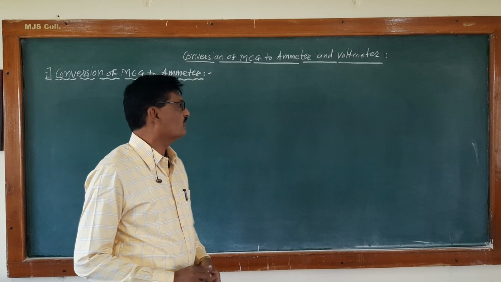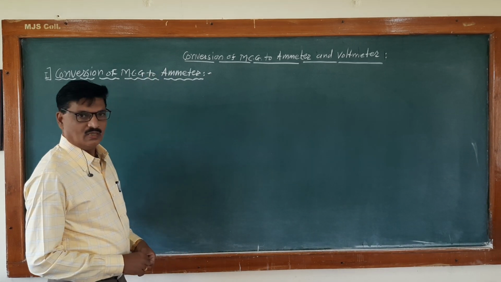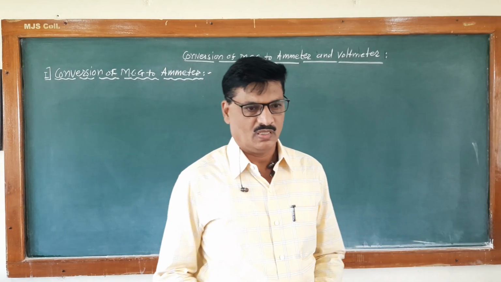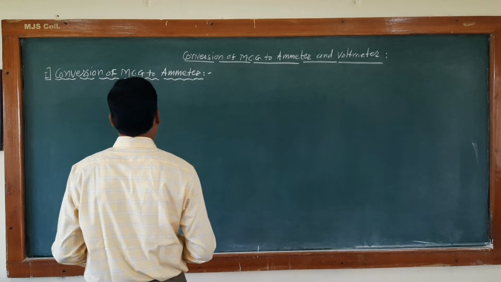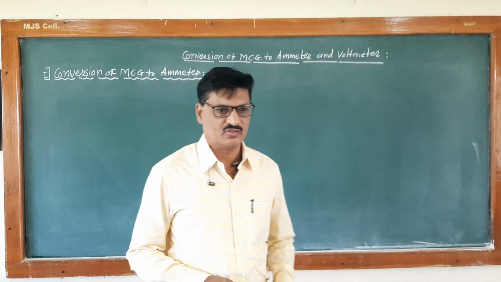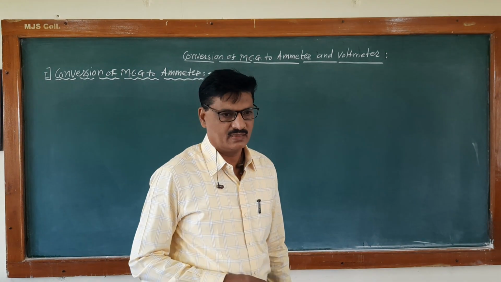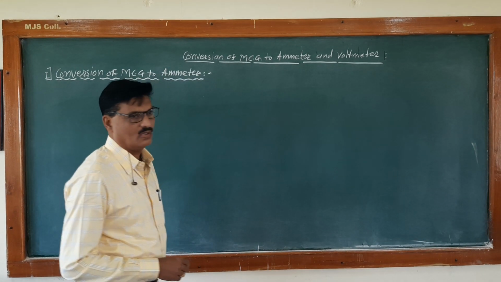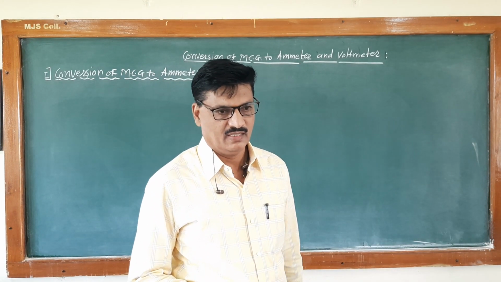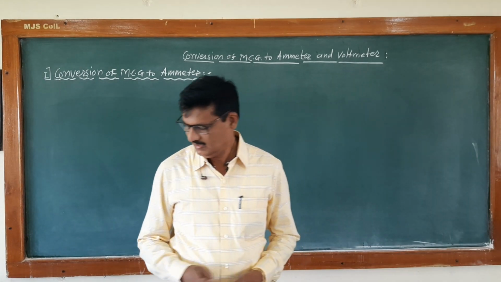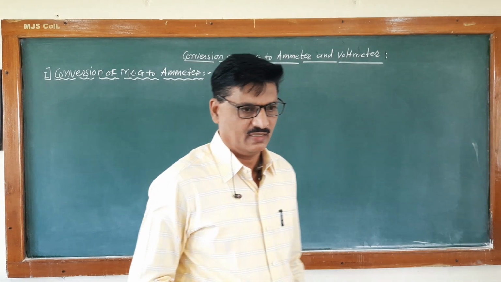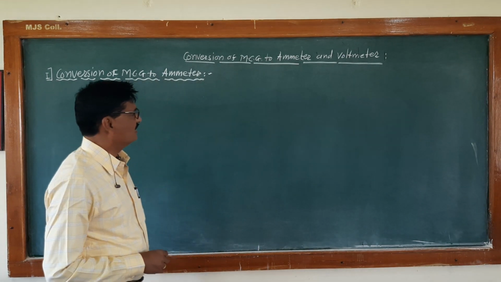Today we are going to discuss the conversion of a moving coil galvanometer to an ammeter and voltmeter. First of all, how to convert a moving coil galvanometer to an ammeter. We know that a galvanometer is a device which can be used to detect the electric current in a conductor, and it is always connected in series in any electrical circuit. To convert a galvanometer into an ammeter, its resistance should be decreased.